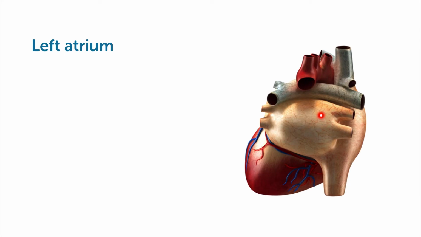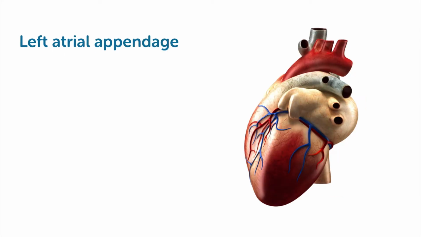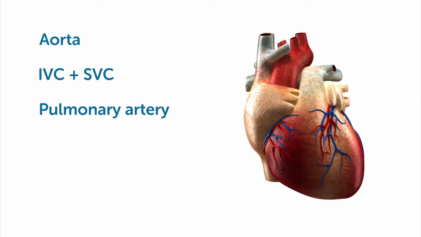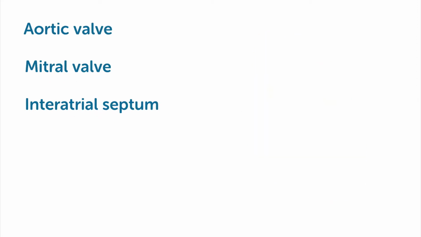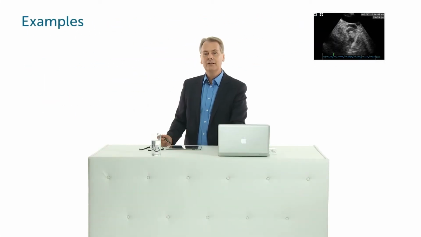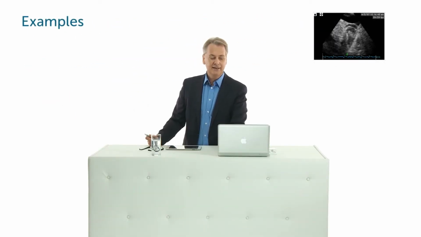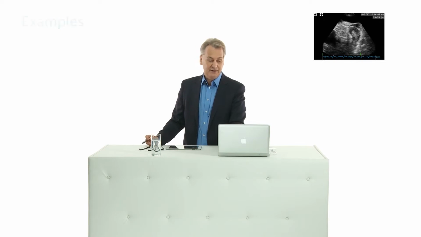For example, the left atrium, the left atrial appendage, the aorta, the IVC, the SVC, the pulmonary artery, and, of course, for the aortic valve, the mitral valve, and the interatrial septum. Let's take a look at some examples that highlight the advantages of TE.